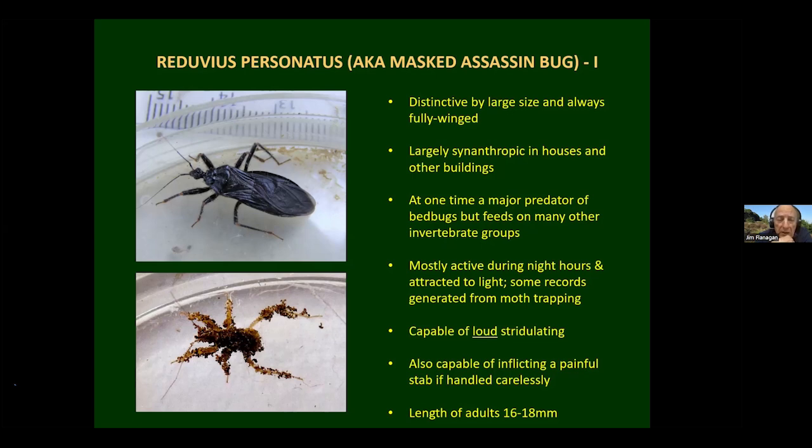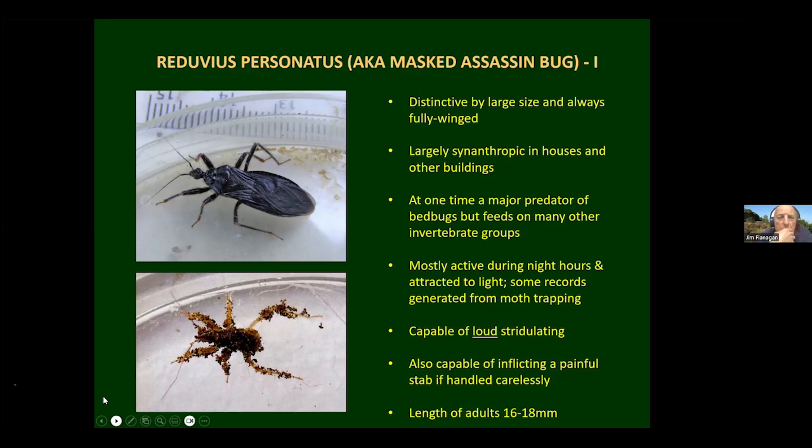A lot of the records that we're getting now are derived from moth traps. And the other thing that is notable about this species is its nymph. It covers itself in, as you can see in the bottom left hand picture of a typical nymph, lots of dust and particles, and I guess it's a good ploy to conceal itself from prey. But yes, it's a well-known feature, and it's also capable. The adults are capable of inflicting a piercing stab if handled carelessly.